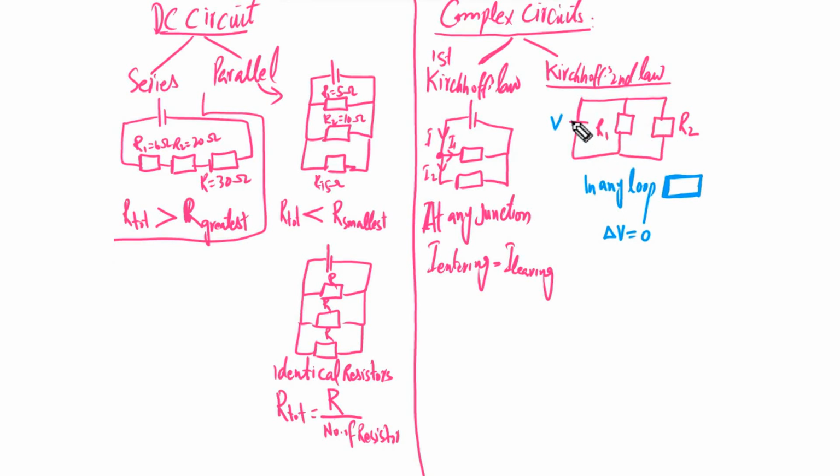Simply it means that if I start from here, I go in this direction like this, and I come back to the same point, delta V will be 0, because at one point the potential is the same, so it has to be 0. So in any loop this is applied. We can take this loop or you can take this loop. This is also one loop. Or if you start from here, you go this way and you come back to this point, again delta V has to be 0. So we have to be very clear about this point as well.